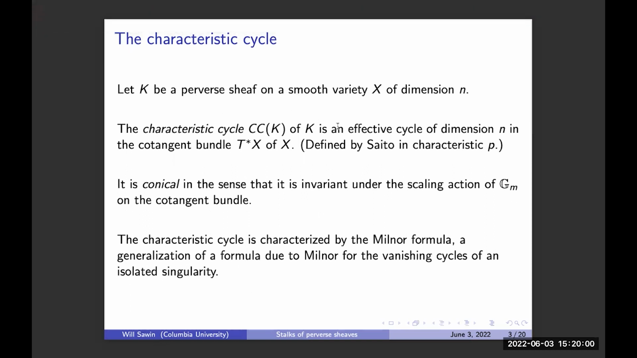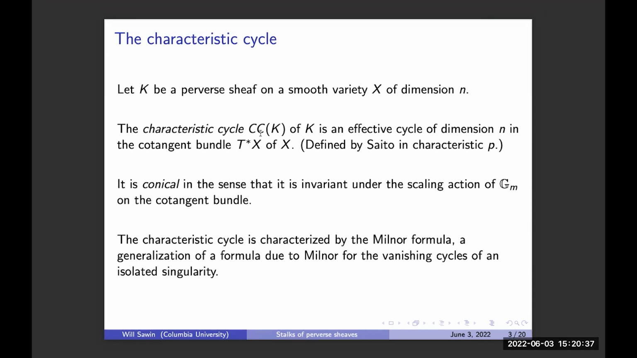And so we're always going to work with a perverse sheaf on a smooth variety of dimension n, over a perfect field, let's say. And we're going to look at an effective cycle of dimension n in the cotangent bundle of x. So it's going to be a combination of n-dimensional irreducible subvarieties of the cotangent bundle with non-negative integer coefficients.